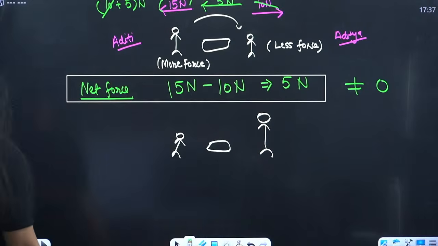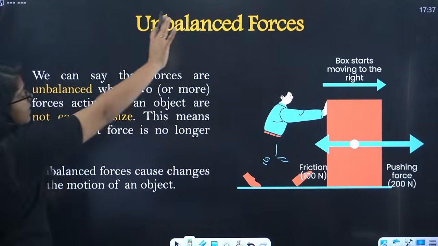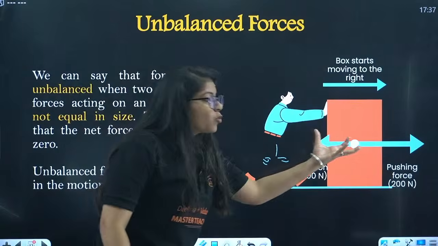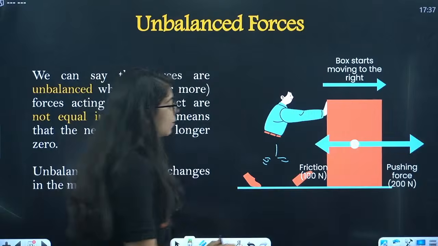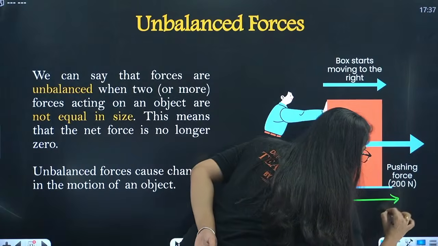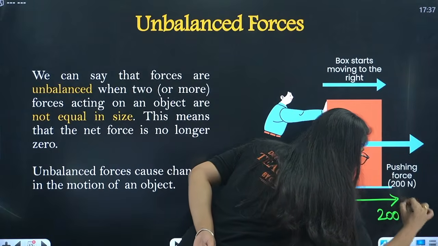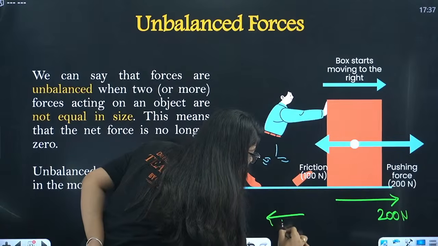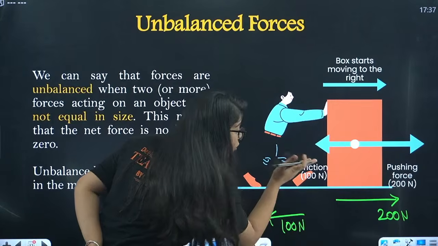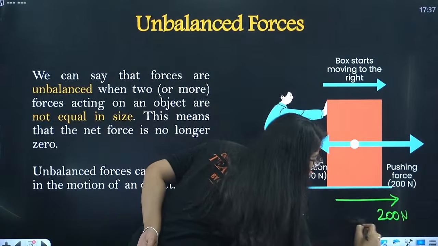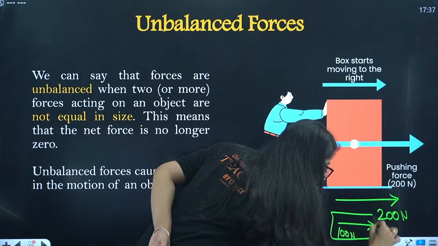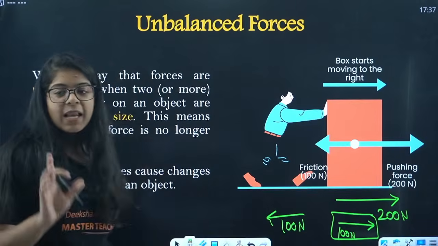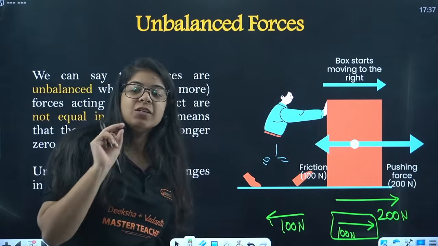Done. So beta, let's see the definition quickly. This is unbalanced forces. You are pushing a big box, and if it is moving, that means you are applying a 200 Newton force, okay, and there is a friction of just 100 Newton. So this box will move in this direction with a net force of 100 Newton. I'll come back to friction in a few seconds, don't worry.